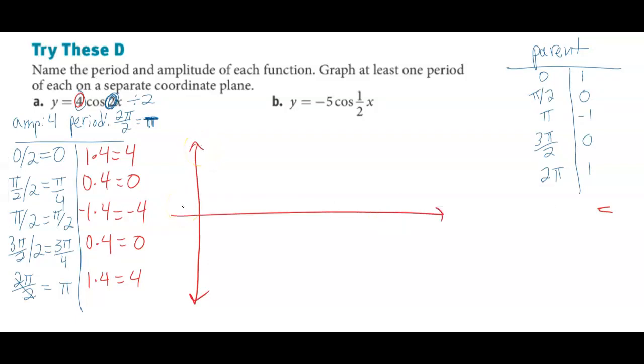Alright, so I'm starting off, I've got 0, 4. The amplitude is going to tell me my high-lows, so I'm kind of going to use that as a guide when I sketch these graphs. And then those x values are going to tell me my tick marks for x. I've got pi over 4, pi over 2, 3 pi over 4, and pi.